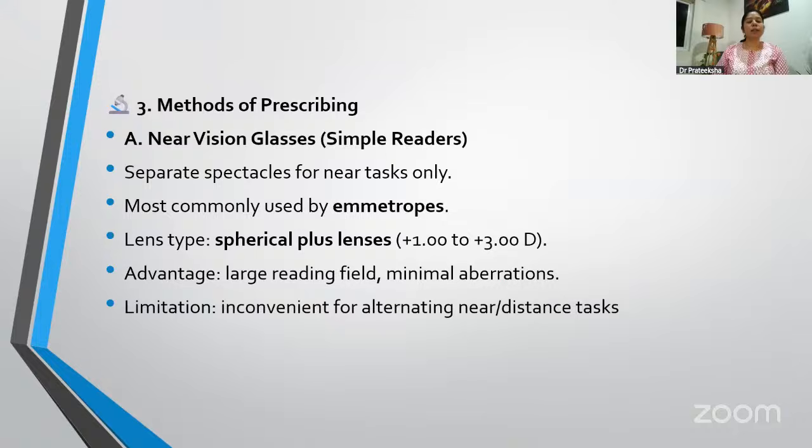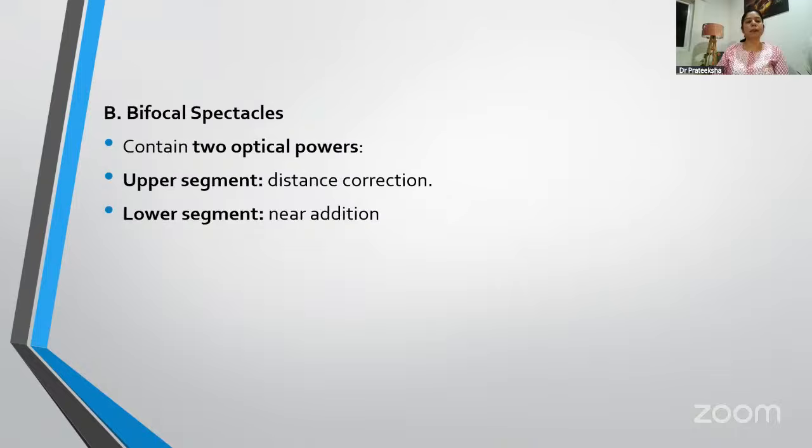Method of prescribing. Near vision glasses, simple readers, a separate glass for near task only. Most commonly used by emmetropes. Lens type could be spherical plus lenses. Advantage is large reading field, minimal aberrations. Limitation is it is inconvenient for alternating near and distant tasks.